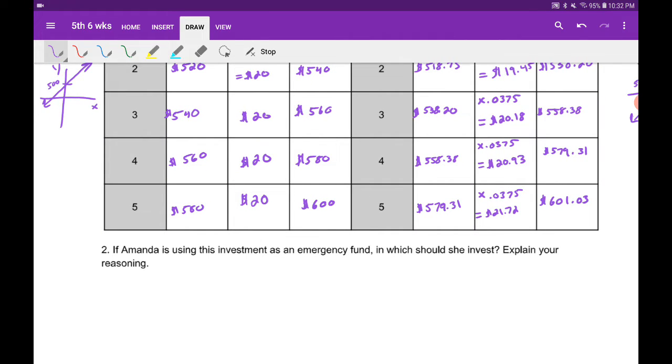All right, so basically you're going to answer the rest of these questions like I said earlier. I'll put a description when I post this. But number two, I do want to talk about this one real quick. If Amanda's using an investment as an emergency fund, which should she invest? Explain your reasoning. Well, that would be the savings account.